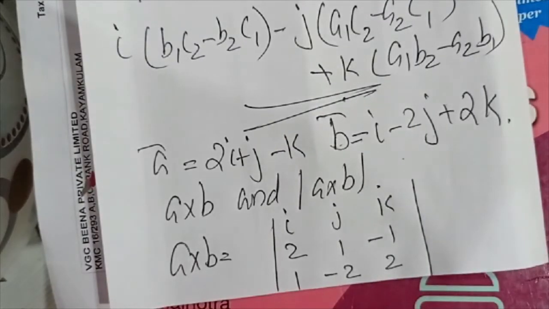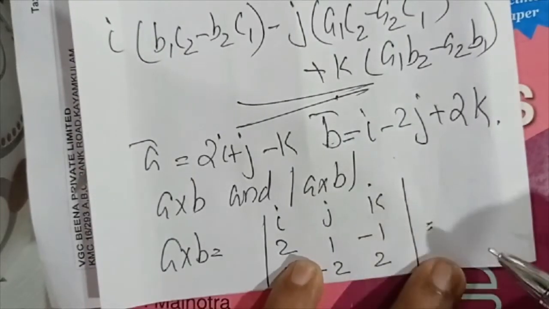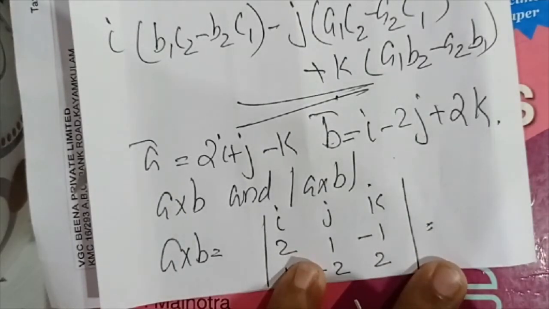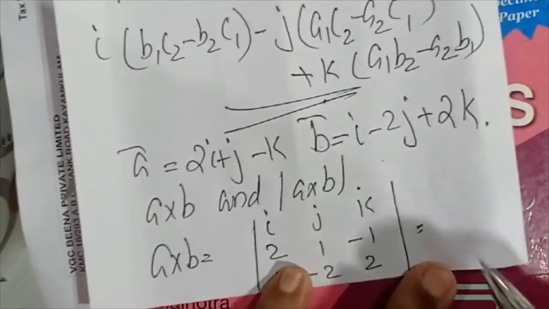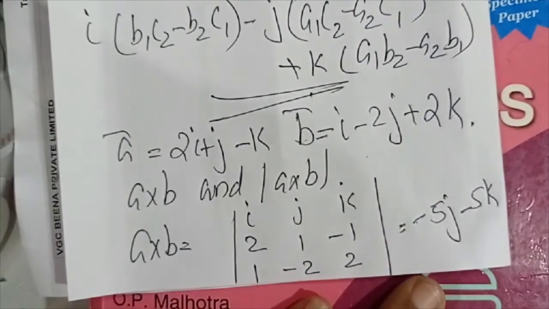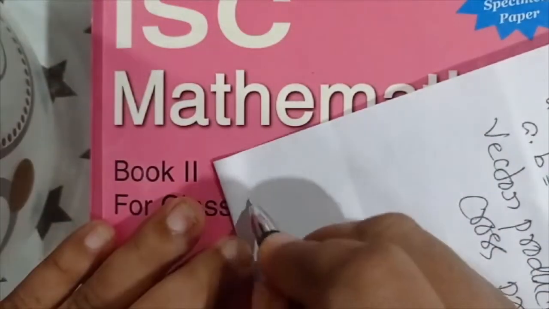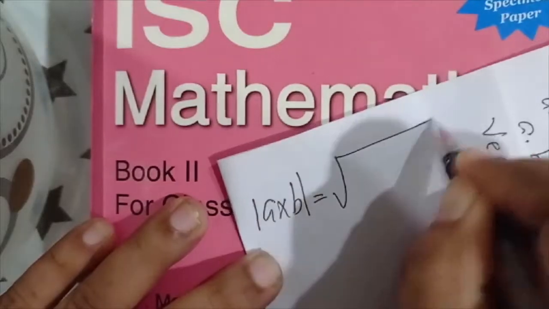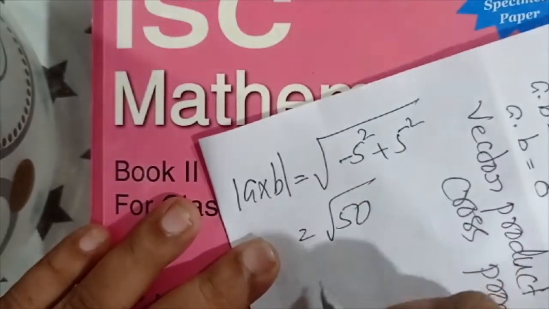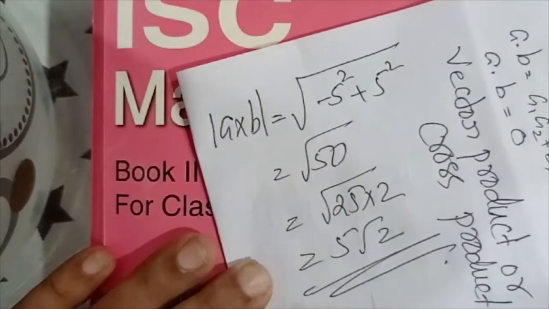When you open this, i into its minor like that, right? You can do by yourself. I already finished the chapter determinants. Then the answer is, write down, the answer is minus 5j minus 5k. Check the answer. Minus 5j minus 5k. That is A cross B. Then how can you find mod A cross B? Mod A cross B is root of minus 5 square plus 5 square. That is root 50 equal to root 25 into 2. That is 5 root 2.